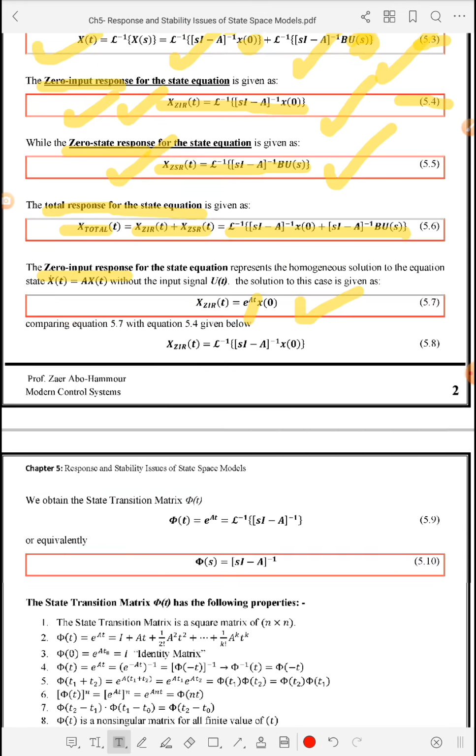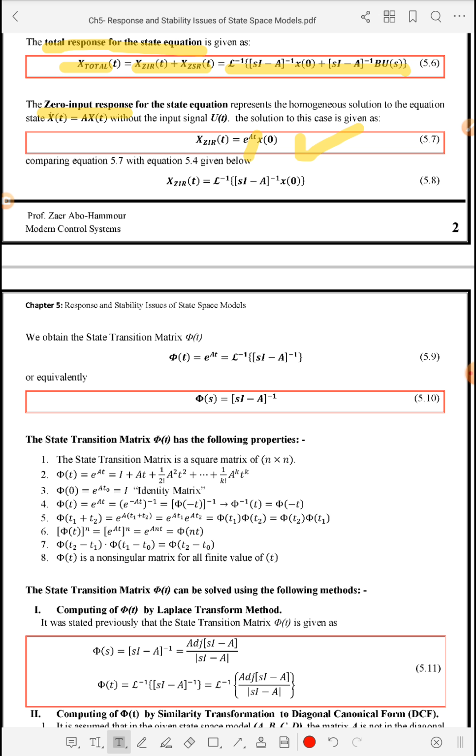And if we compare this equation with this equation, then we will reach a final conclusion that e to the power At is equal to the Laplace inverse of sI minus A inverse, and we call this matrix, which is e to the power At, phi of t, the state transition matrix.